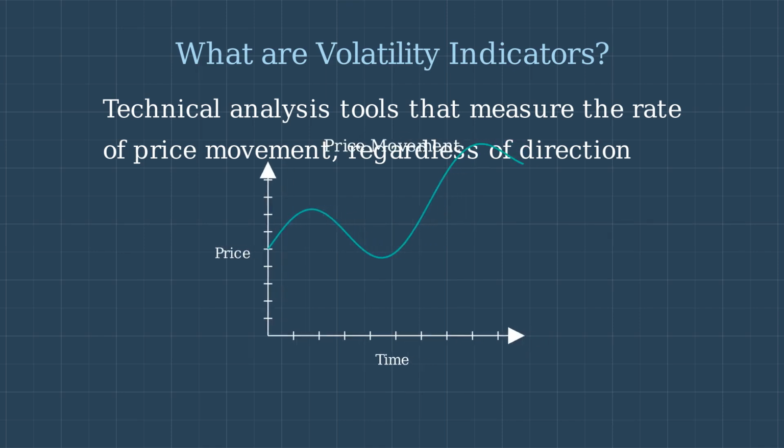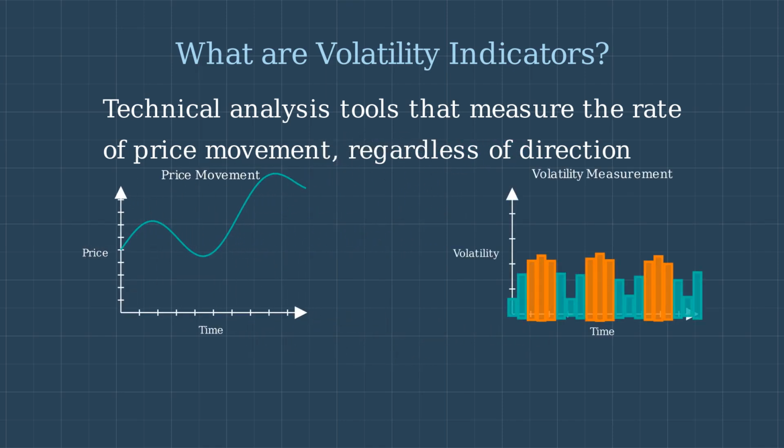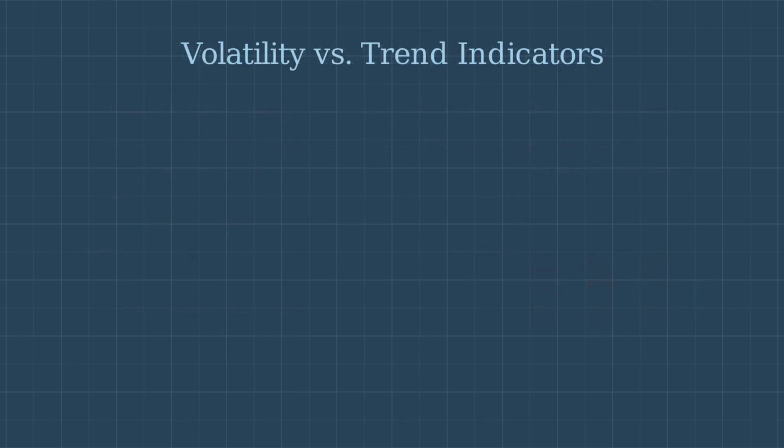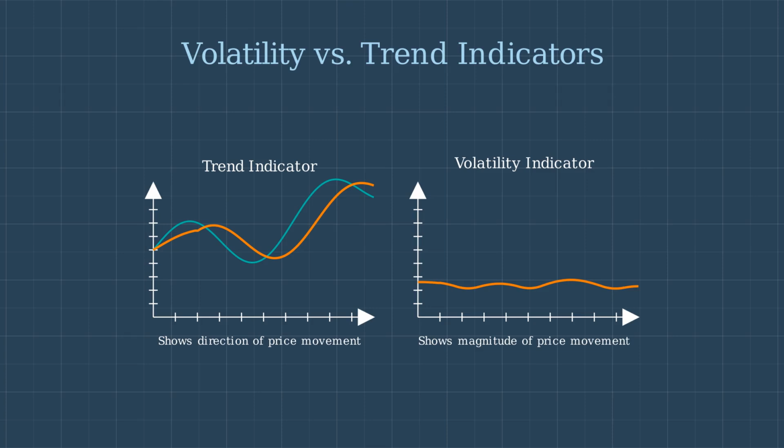Unlike other indicators that focus on price direction, volatility indicators measure the magnitude of price changes, regardless of whether prices are moving up or down. The key difference between volatility and trend indicators is their focus. While trend indicators show price direction, volatility indicators highlight the intensity of market movement.